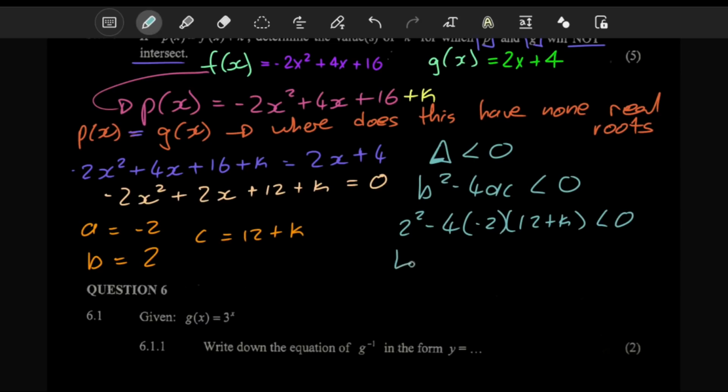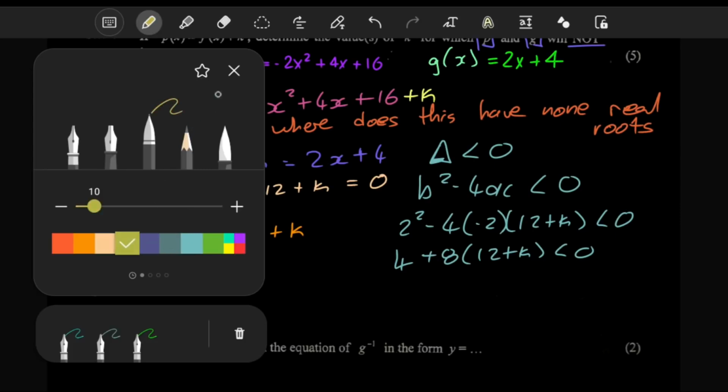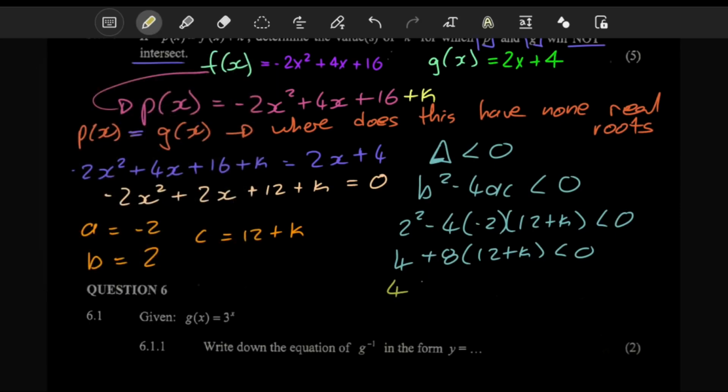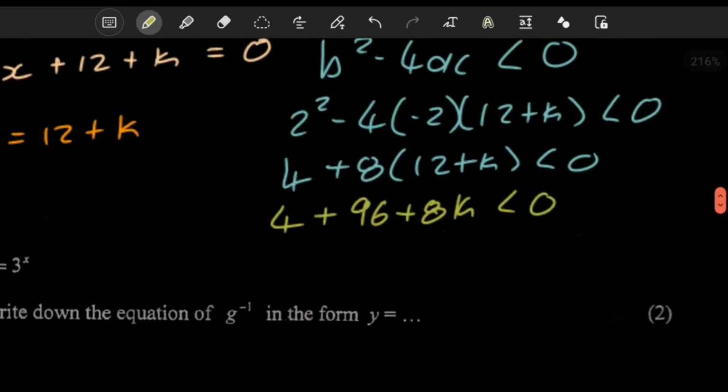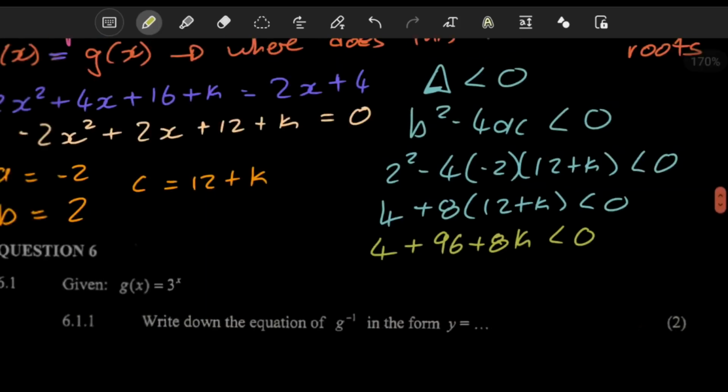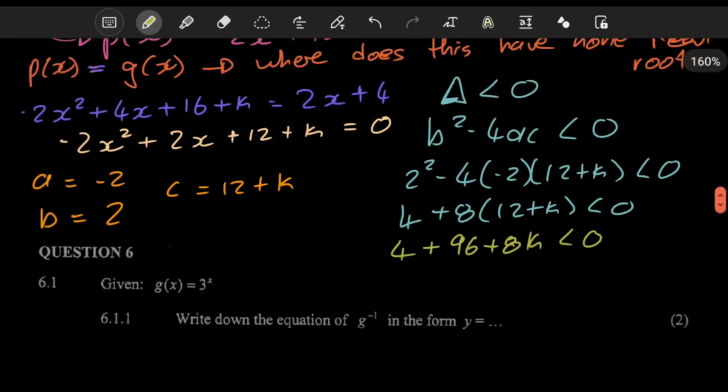So here it's going to be 4 plus 8, and then this bracket here, and then all you want to do now is just simplify. Simplifying here, let's just get our value for k. This is looking a bit freaky, when you start getting answers that will end up as fractions. But here, 96 plus 4 is 100.